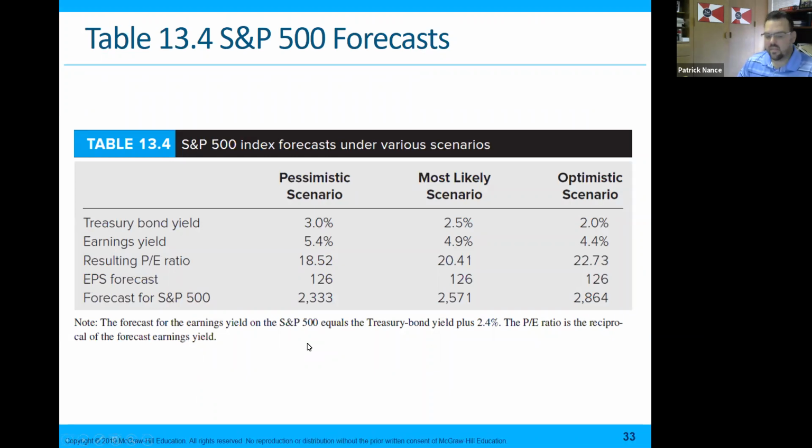So, S&P 500 index forecast under different scenarios. And that is it for chapter 13.